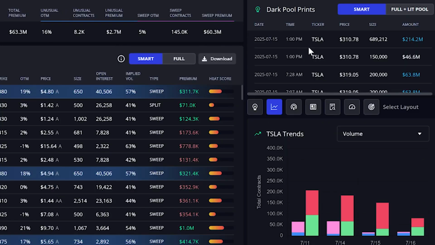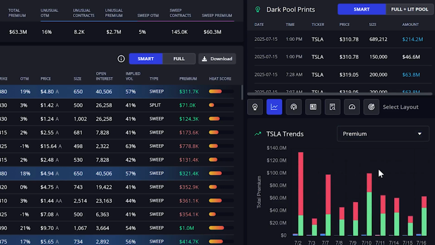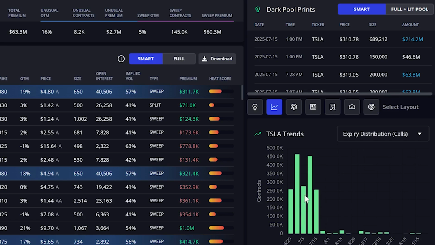Another thing that's really nice here is you can see dark pool information, again, smart or full for this ticker, as well as look at trends in contract volume, so unusual versus regular, as well as calls versus puts over the past few days of trading. There's also information about premiums paid, as well as the distribution of expirations for calls and puts.